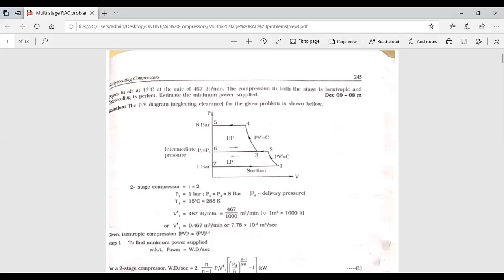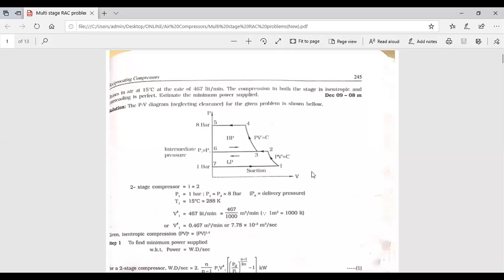And intercooling is perfect. As we know, we have intercooling in a two-stage air compressor. Estimate the minimum power supplied. How much power is supplied to run the two-stage air compressor? This is our problem. As soon as you see the data, first you have to draw the PV diagram. This is a very simple diagram. Start with 1 to 2, 2 to 3, 3 to 4, and then join. You mention the points as 1, 2, 3, 4, 5, 6, and 7, and mark the LP cylinder and the HP cylinder.